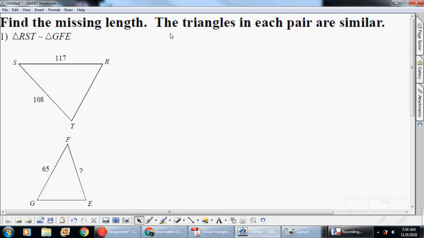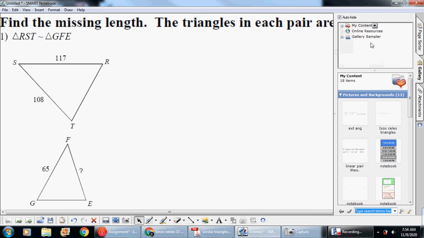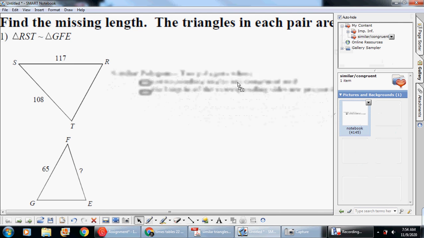Okay, find the missing length of the triangles in each pair that are similar. So what you have to know is what the word similar means. Okay, what does it mean for them to be similar? We did similar already, and this is a condition for similar.